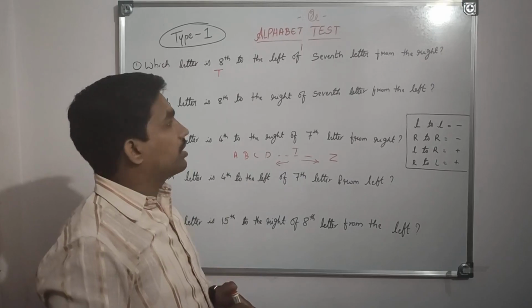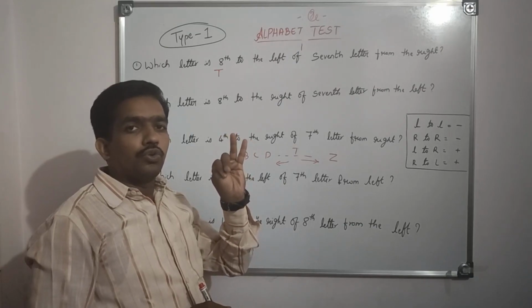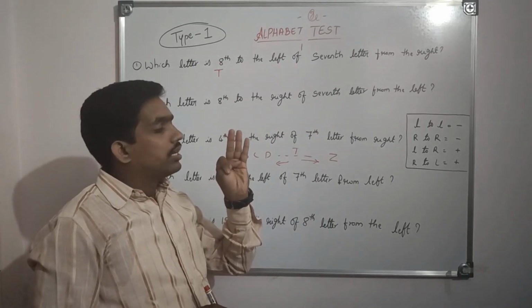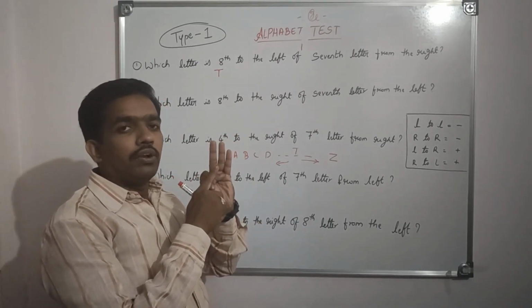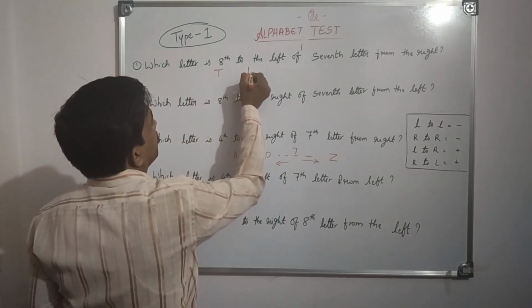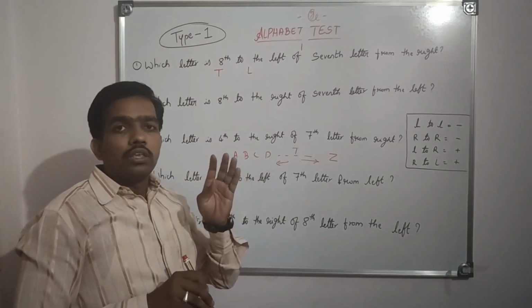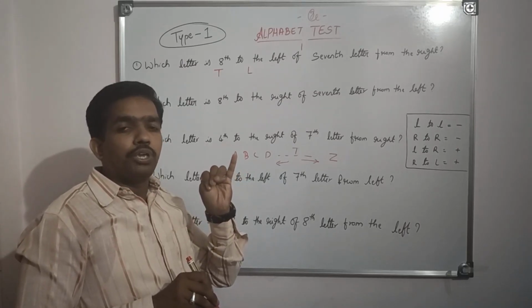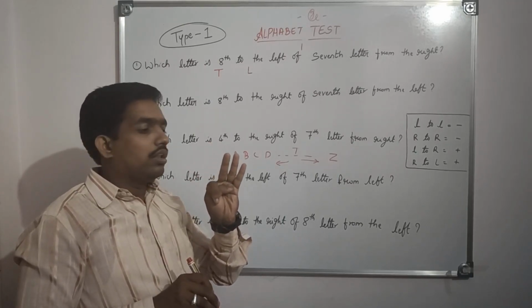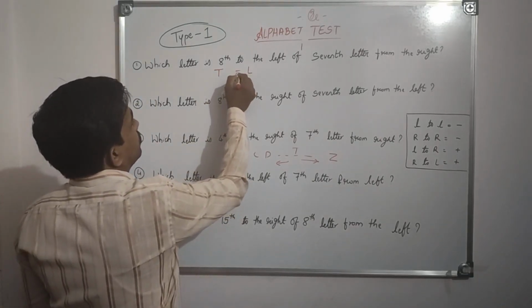So again we will start counting. Left of T means S, R, Q, P, O, N, M, L. So this is our 8th letter. Which is our 8th letter? That is L. L is our 8th letter. We will check one more time. S, R, Q, P, O, N, M, L. L is our 8th letter. So this is our answer.